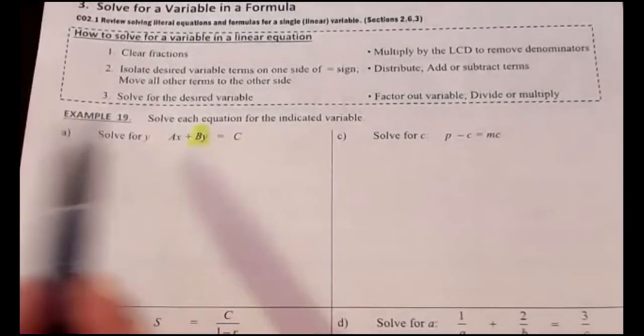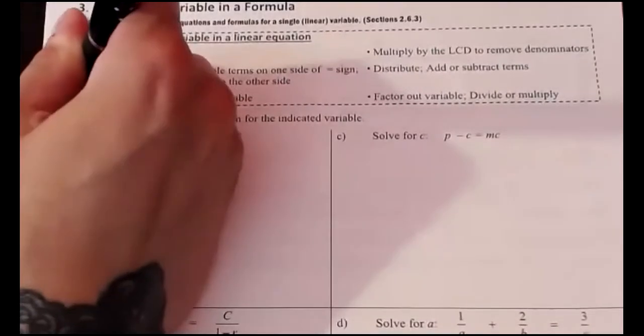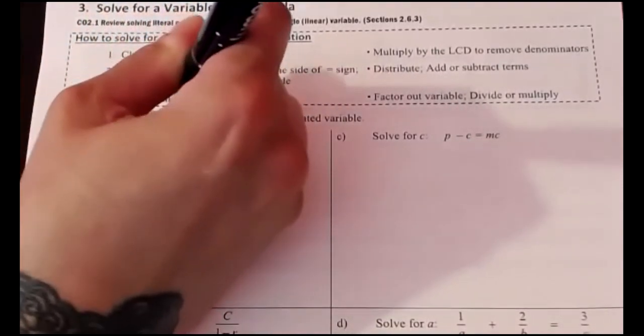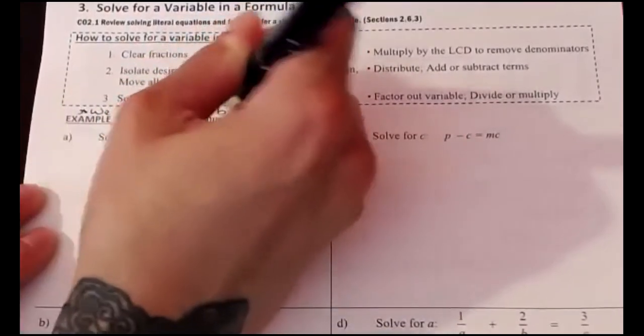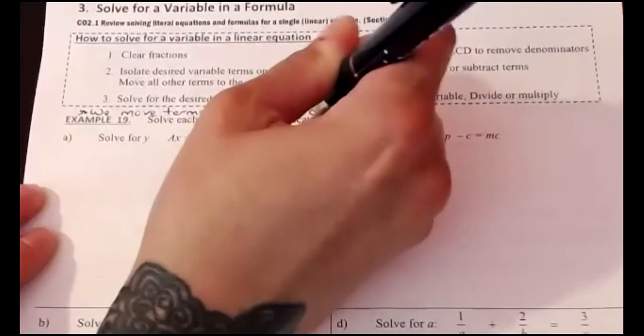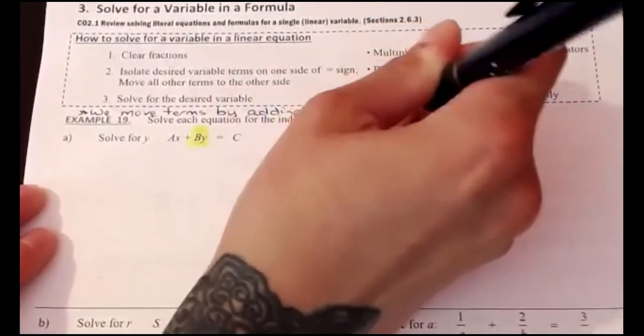Your first term, ax, is positive. The only way to move a term is by adding it or subtracting it. I'm going to say that again. We move terms by adding or subtracting it. Nothing else.